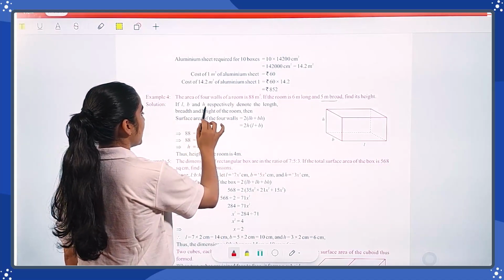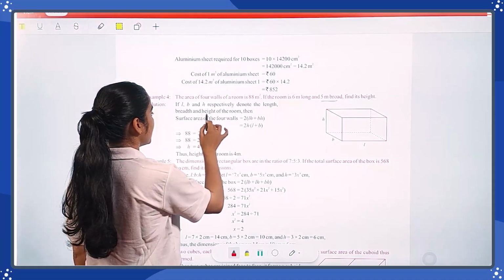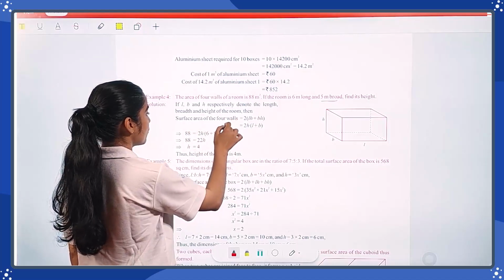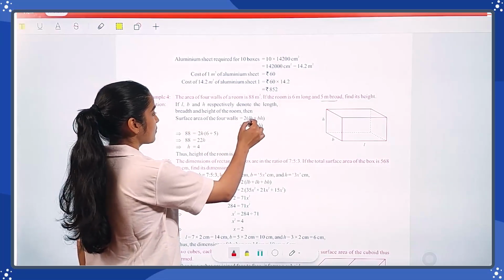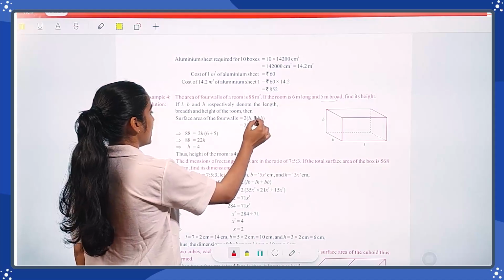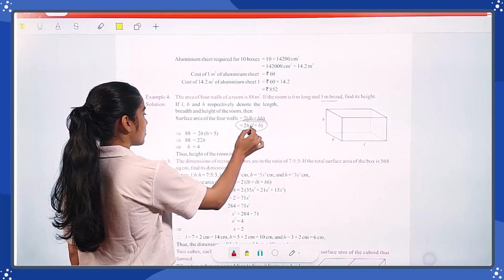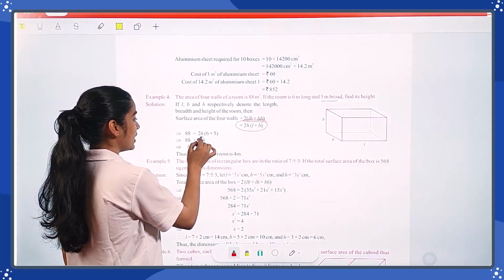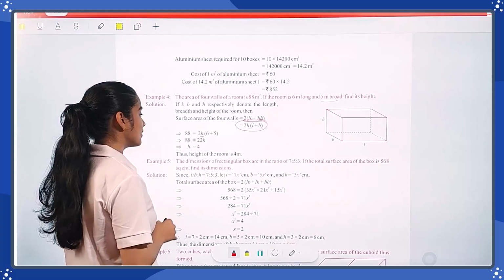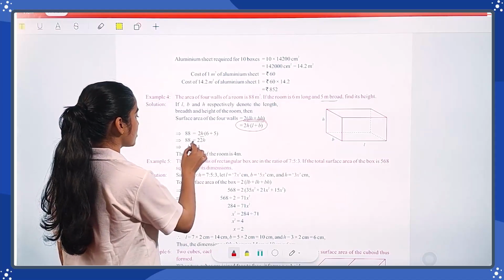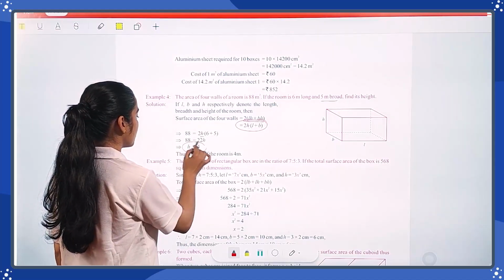If L, B and H respectively denote the length, breadth and height of the room, then the surface area of the 4 walls is 2 into L into H plus B into H. This is the surface area formula of the cuboid. So 2H(L plus B). Now we don't have H. 6 plus 5 is 11. 11 multiplied by 2 is 22H. 88 divided by 22, H is equal to 4.